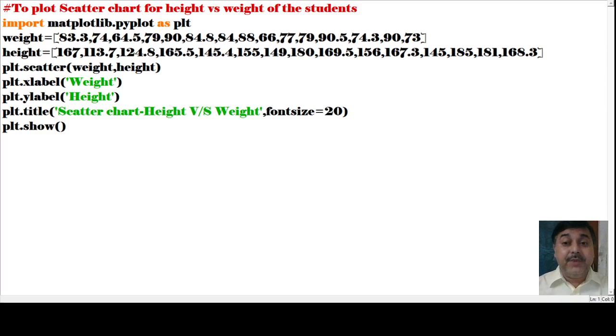So scattered based on what? We require two values. There is an x-axis value and a y-axis value. What is the x-axis value? The x-axis value is weight, and the y-axis value is height. So based on these two different number series that have been given, we are making one new chart that is known as a scatter chart.